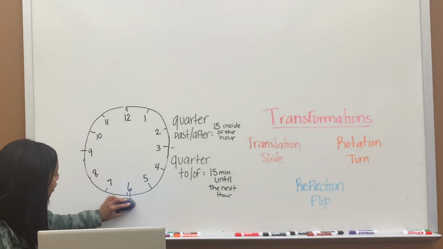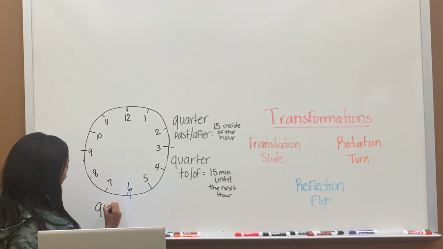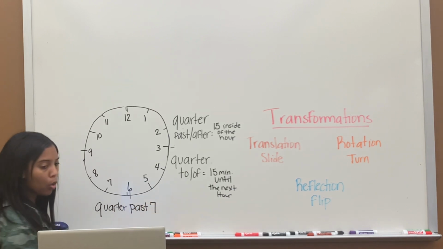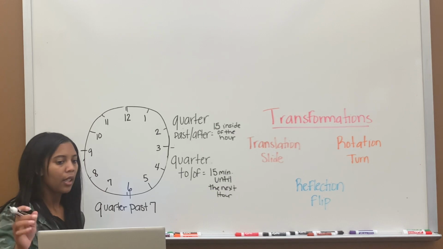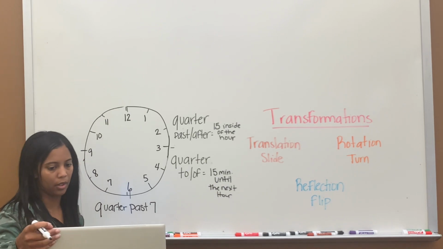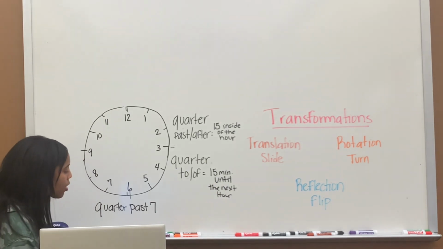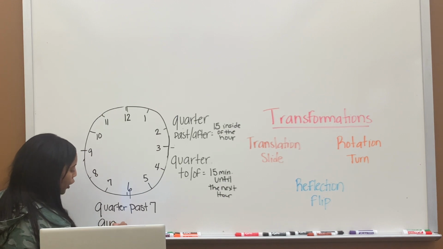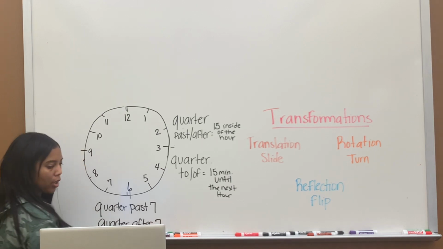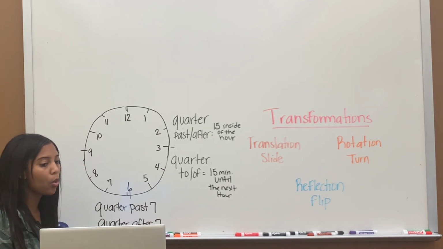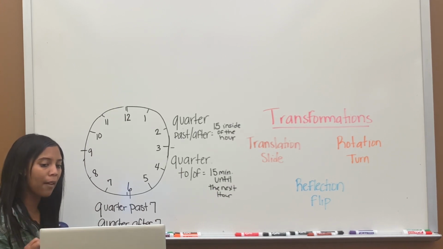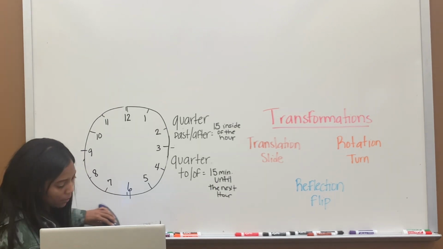So on that first line right underneath, put quarter past 7. That's what 7:15 means, a quarter past 7. Anytime you have quarter past an hour, that means it's 15 minutes inside of that hour. I could also say quarter after 7. Sometimes in your book it will say quarter past, and sometimes it will say quarter after, but they both mean the same thing. It means that it's 15 minutes after the hour.